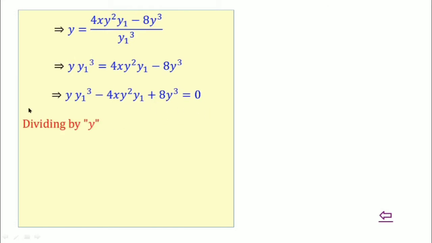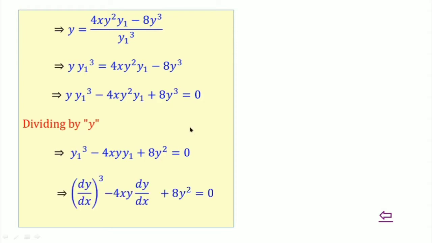Now we divide the complete equation with y. So with y we get y1 cube minus 4x into y square into y1. Here y square by y means y, and 8y cube. So this is y1, meaning dy by dx whole cube, minus 4xy dy by dx plus 8y square. So we just write y1 as dy by dx. Here also we put y1 is equal to dy by dx. So this is the required equation.